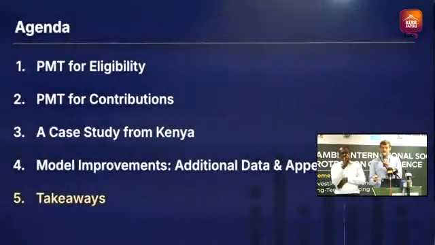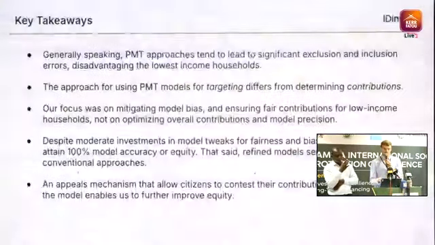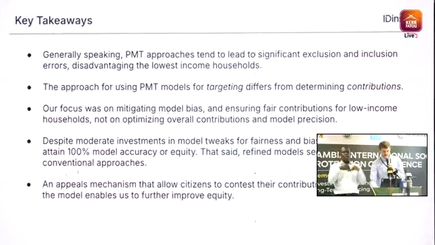And maybe with that, I want to conclude with some high-level takeaways that are really just about, generally speaking, PMT approaches tend to lead to significant inclusion-exclusion error. That's nothing new. We know we need to deal with that. But what is important is that those errors are disadvantaging the lowest income households, and we need to be very careful, in particular when we're trying to use social register data for contributory schemes.